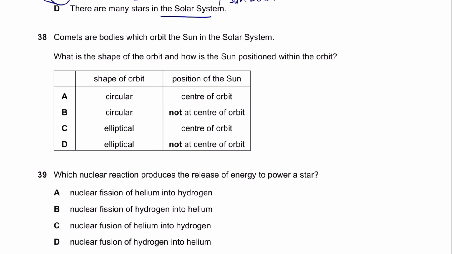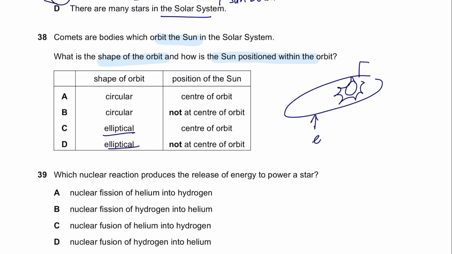Question 38. Comets are bodies which orbit the sun in the solar system. What is the shape of the orbit and how is the sun positioned within the orbit? The shape of the orbit is not entirely a circle. This is called elliptical. And the sun is also not at the center of the orbit. So the answer is D.